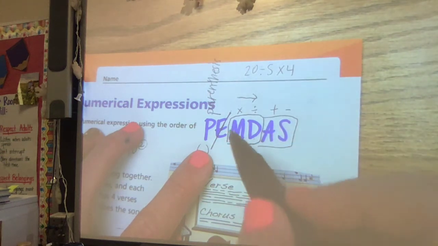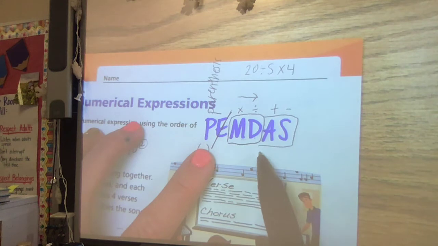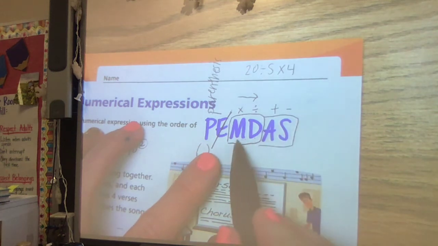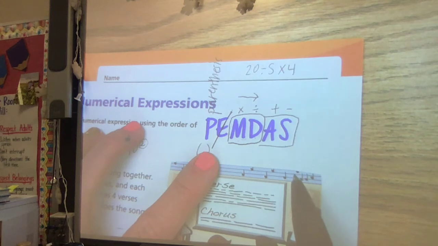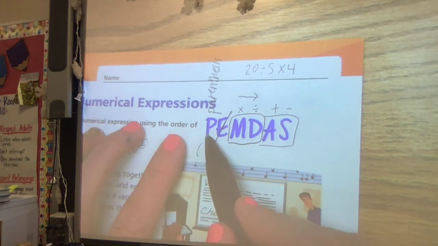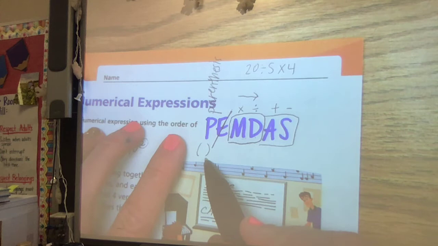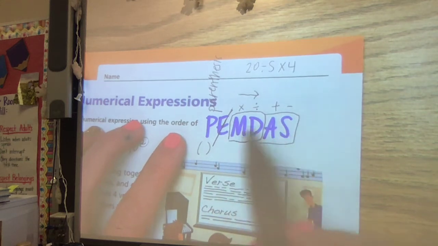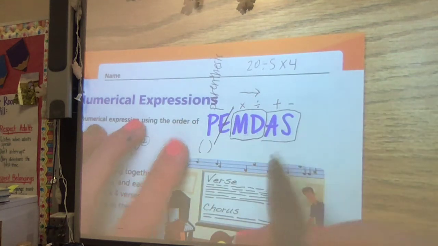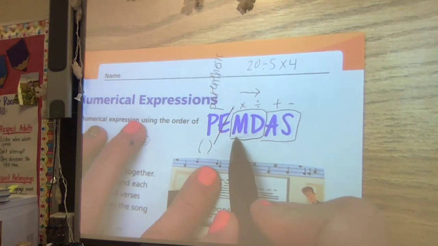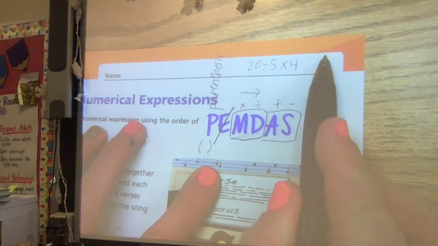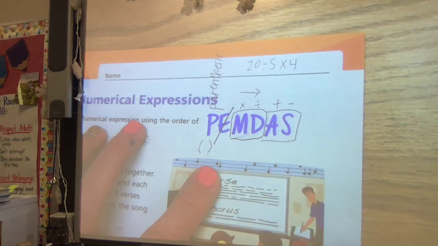But one thing we do know is if we see multiplication and division, we're going to do that before we add or subtract. But the first thing, if we see parentheses, we do that no matter what's inside of it. Adding, subtracting, dividing, it doesn't matter. Parentheses are always first. Multiplication and division is next, but we just do it in whatever order it's in. Then adding and subtracting would be last.